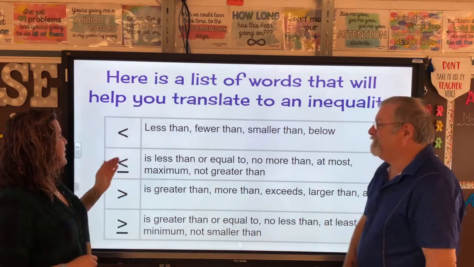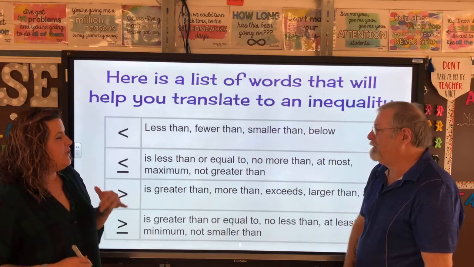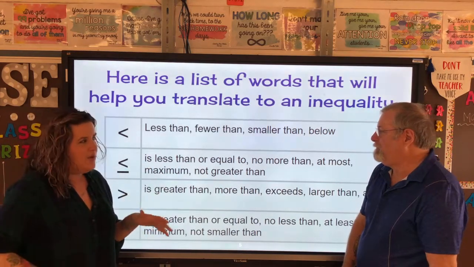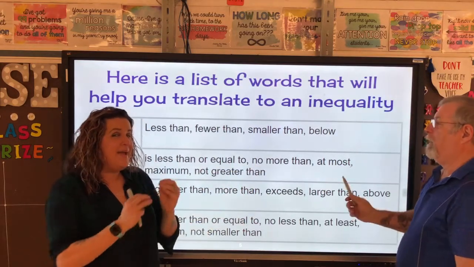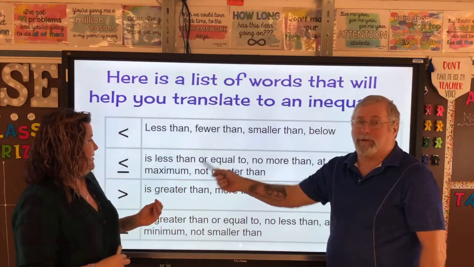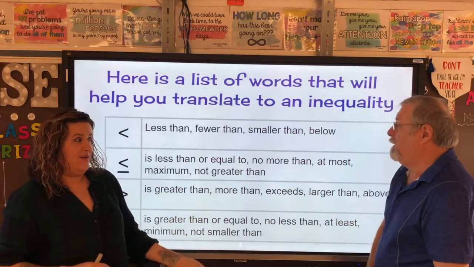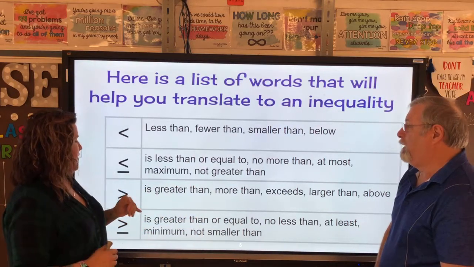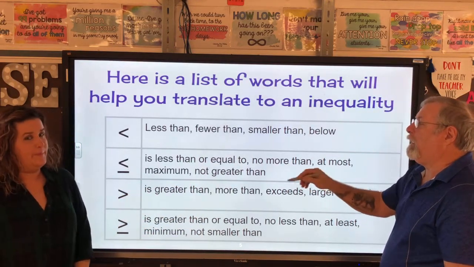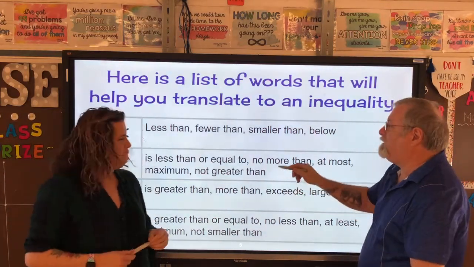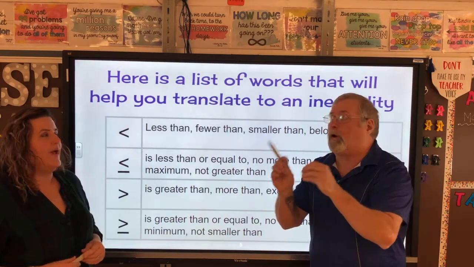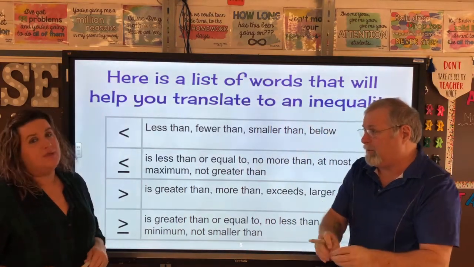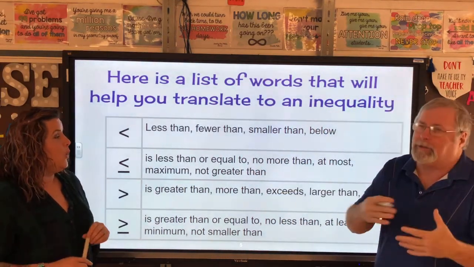Okay. All right. So with less than or equal to, we're looking for not just is less than or equal to, like obviously, but no more than, or at most, or maximum, or not greater than. So we're looking for those keywords. And the reason that those are in here is because we've got to take care of that equal sign now, because one of the numbers can be equal to something. That's why it's a little bit longer.